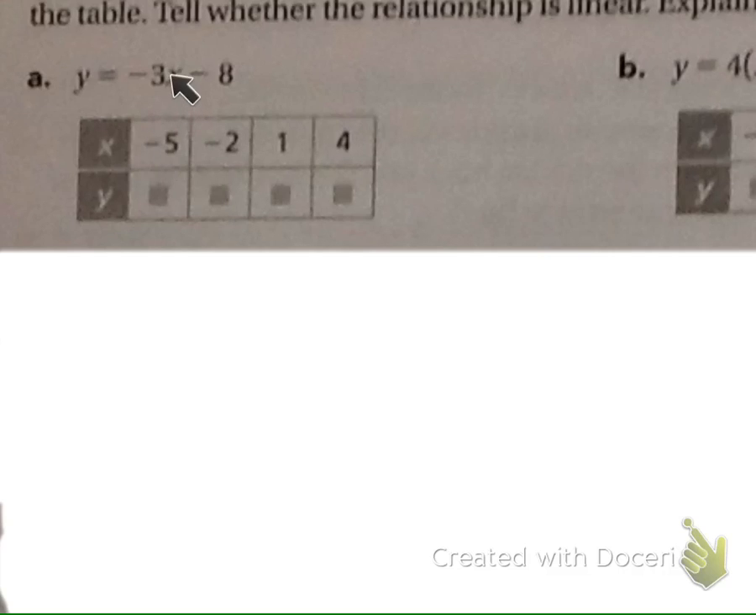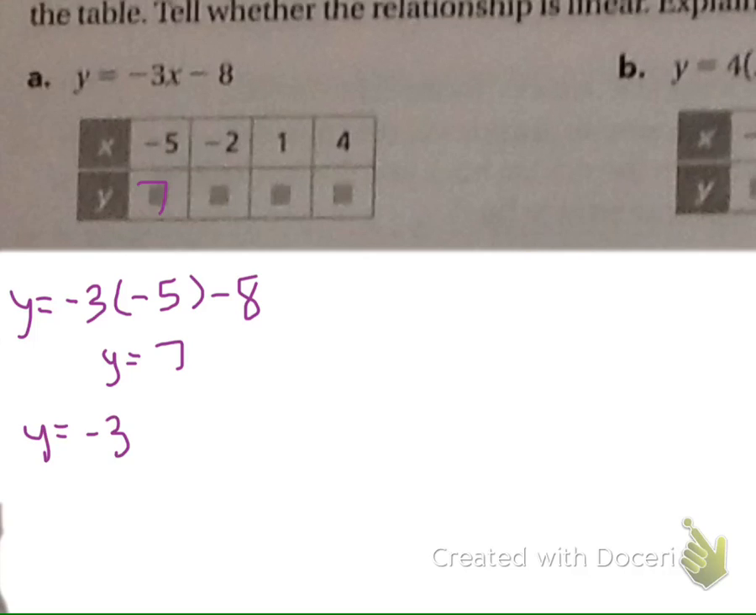So if I plug -5 in for x, it looks like this: -3 times -5 minus 8. I solve that for y, and I get y equals 7. So the value for y is 7. And then I plug in -2. Y equals -3 times -2 minus 8, which is -2.